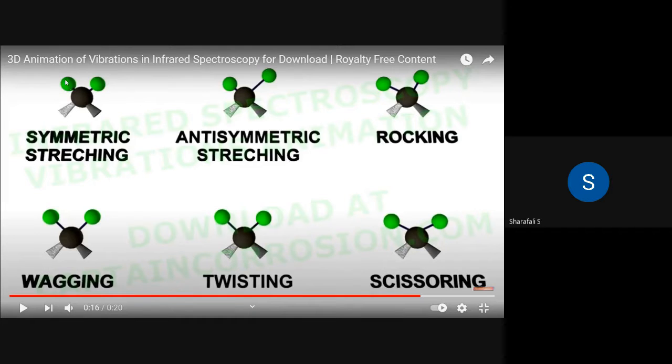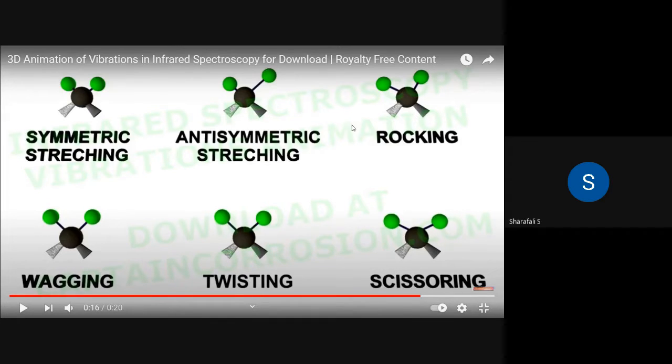If this is compressing mode, this one also will be compressing mode. So if this atom is coming close to the central atom, which is in black color, this atom is also coming towards that central atom. Both have the same kind of mode of vibration, then it is called symmetric stretching. Stretching happens symmetrically. But in this case, it is anti-symmetric because one bond is stretching, the other one is compressing, and vice versa. Okay?